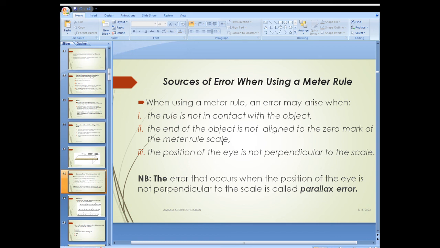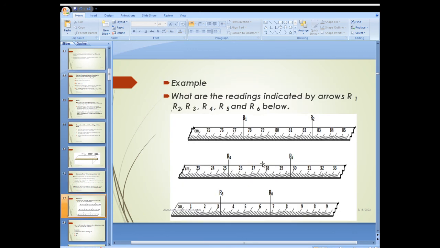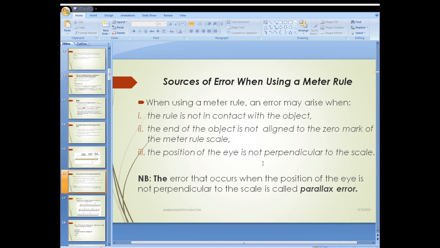They just arise from what? From the procedures of using a meter rule. There is a note here I would like you to know. The error that occurs when the position of the eye is not perpendicular to the scale is called parallax error. It is the error that is obtained when your eye is not normal to the scale. That is the parallax error. Now I would like you to check some readings on a meter rule and try to give the readings. Thank you.